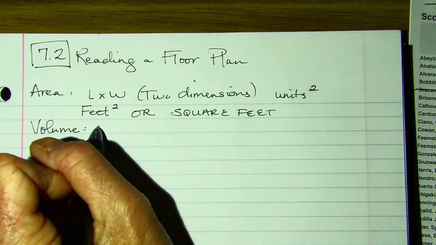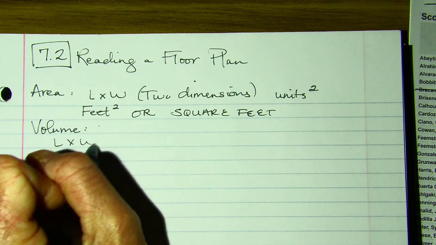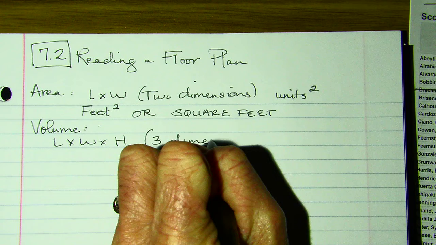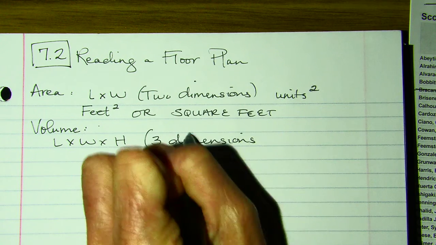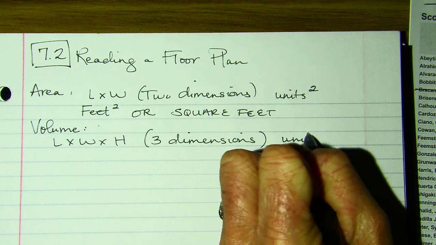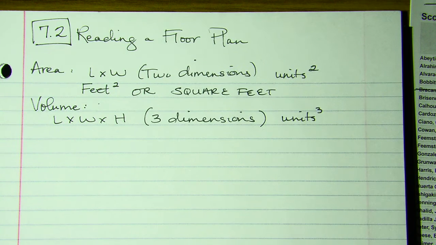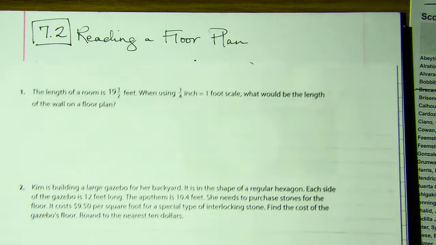Volume is, for example, length times width times height. It has three dimensions. So when we calculate volume, it's whatever units cubed, like inches cubed, feet cubed, centimeters cubed. And so we're going to jump in and do some problems like that are in the book.